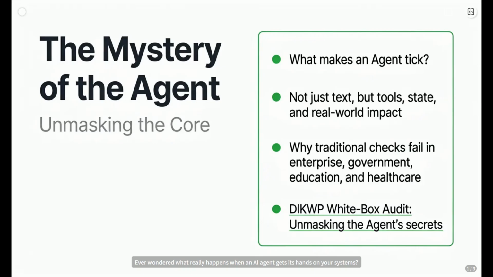Ever wondered what really happens when an AI agent gets its hands on your systems? It's not just about fancy text generation anymore. These agents can actually do things: call tools, remember stuff, change things. That's why just checking if the answer is right or the tone is safe isn't enough for serious places like businesses, government, schools, or hospitals. We need a way to see inside the black box. Enter the DeepQ white box audit.